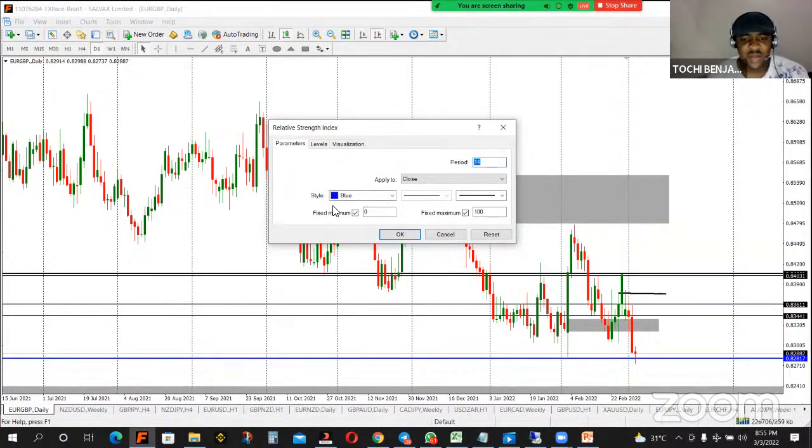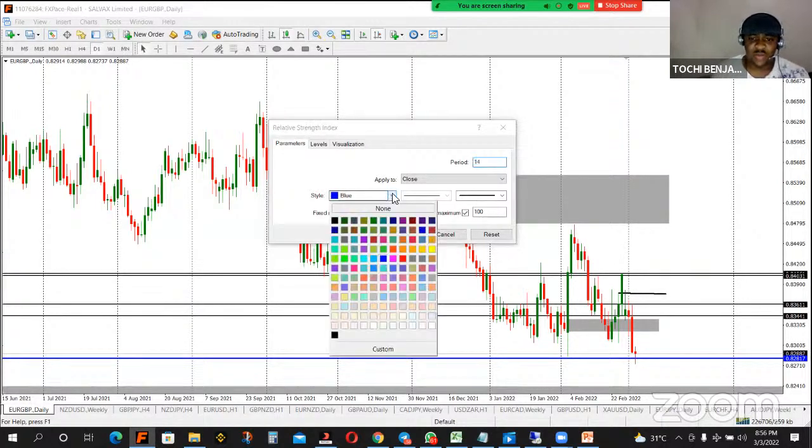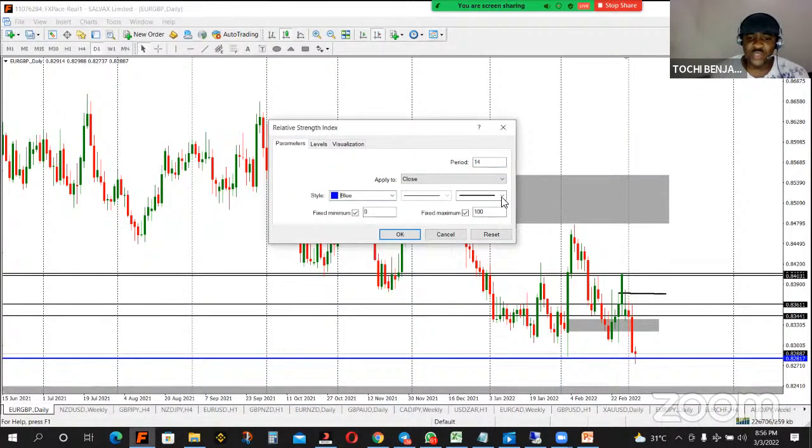Now the style, the color, whatever you want to use as a color, has nothing to do with your trade. It's only a color that tickles your fancy, the color that you like to see on your chart. You can put red, you can put green, anything you want. Just click here, you'll see the color, and then you change it. If you want to thicken the line so that it will be bold enough, you come here and thicken the line. There are different layers you can thicken.